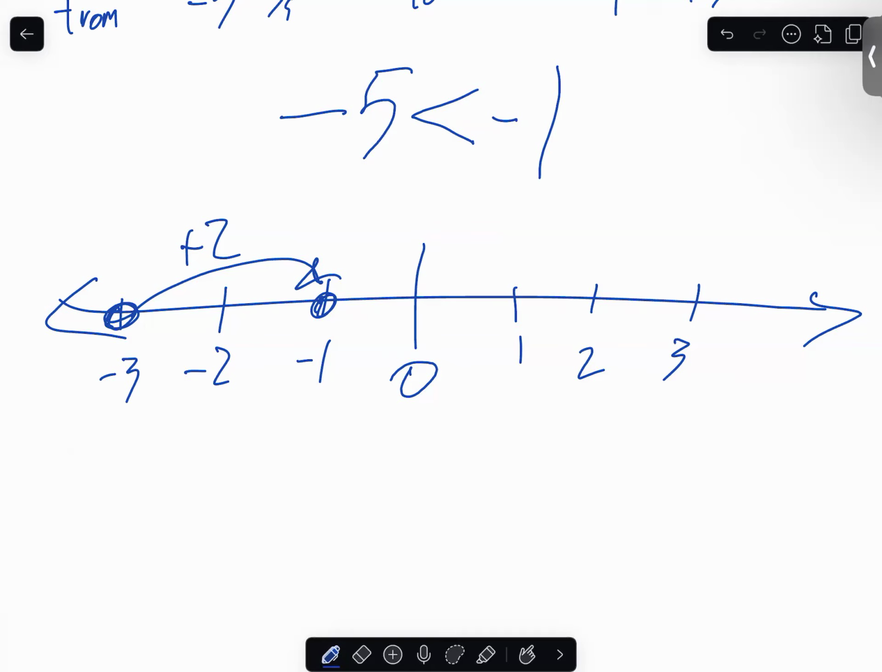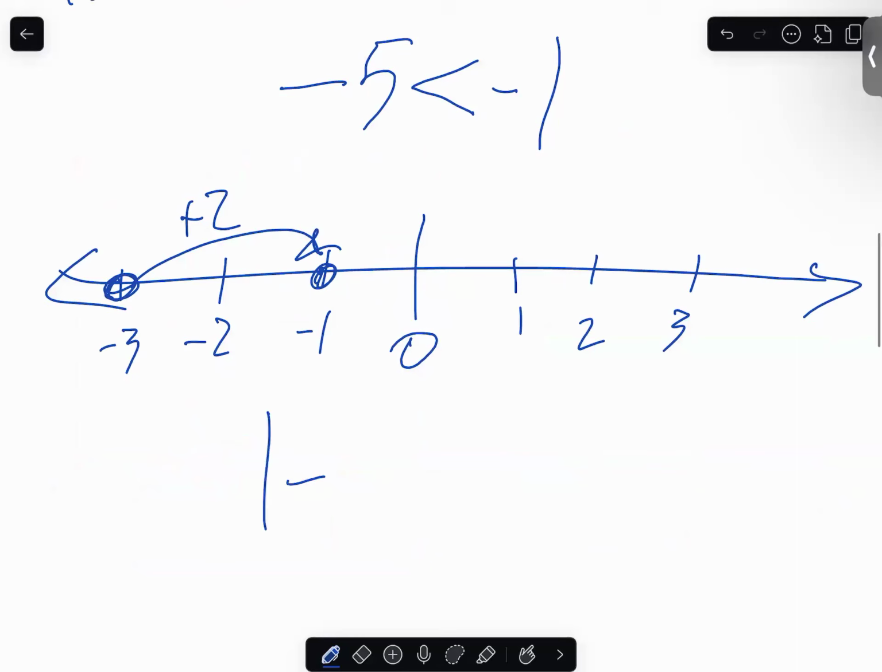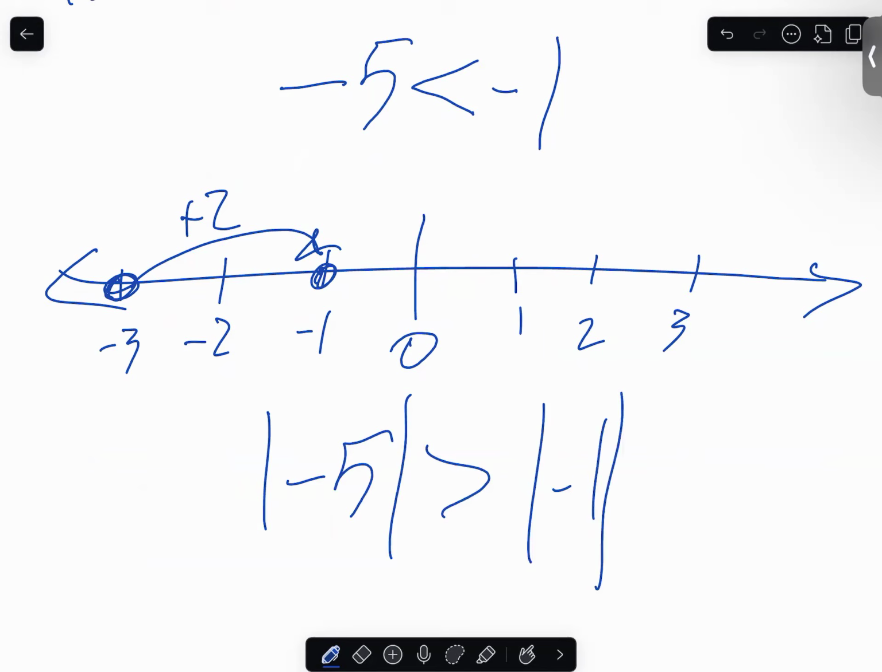Speed is the absolute value of velocity. -5 is to the left on the number line of -1. If I take the absolute value of -5, that is to say 5, that is bigger than the absolute value of -1, which is to say 1. 5 is a greater number. 5 is to the right on the number line of 1. Duh, right? So speed increasing and velocity increasing are different things.